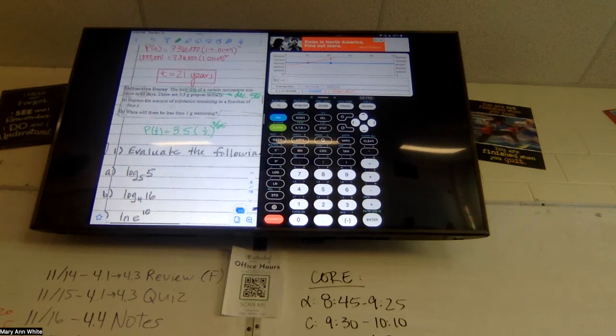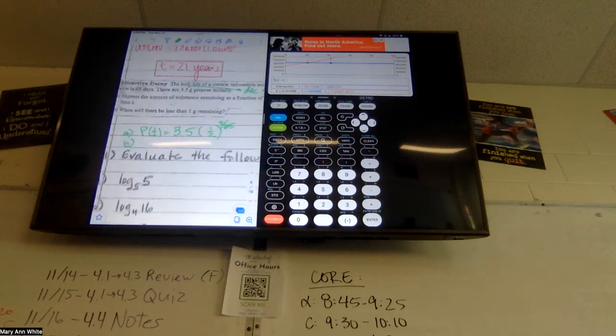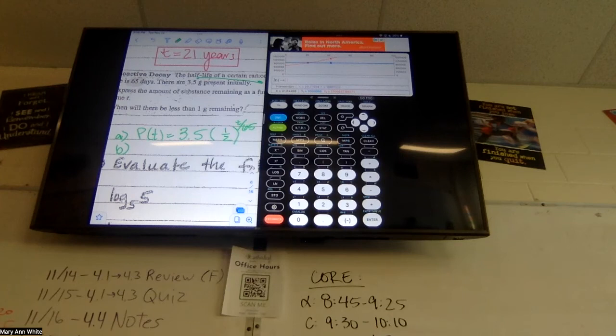The only difference for letter B is it says, when will there be less than 1 gram remaining? What do we do with the 1 gram? Oh, probably not t. It's my P of t, it's my y. I want to know when will there be less than that. So that's a bigger number. I want to know when my 3.5 has gotten down to less than 1. Now, if you don't like writing 1/2, you can write 0.5 in that parentheses. Both mean the same thing to me.